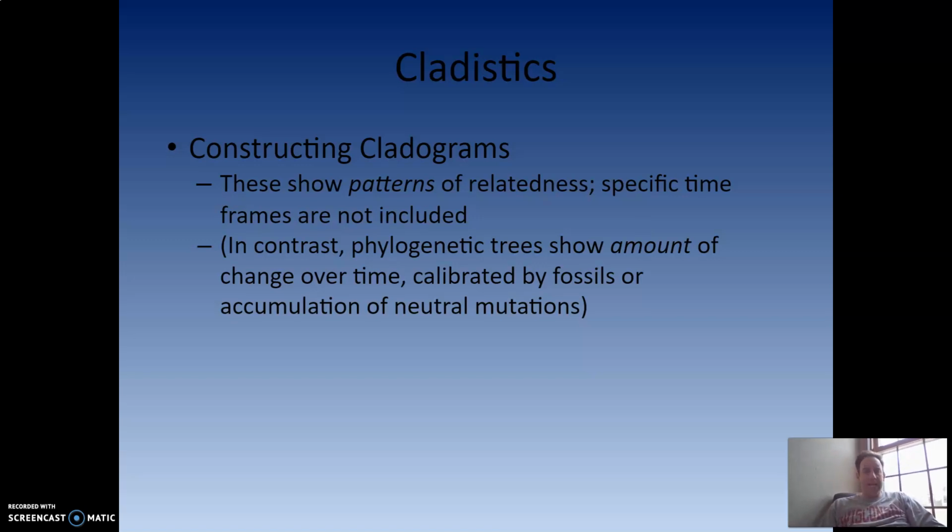Now, the key to a cladogram is that it's only showing the pattern of relatedness. It doesn't show the specific time frames. Phylogenetic trees show how much time has passed between when different groups branched off. Cladograms just show the pattern of relatedness with no information about when things branched.